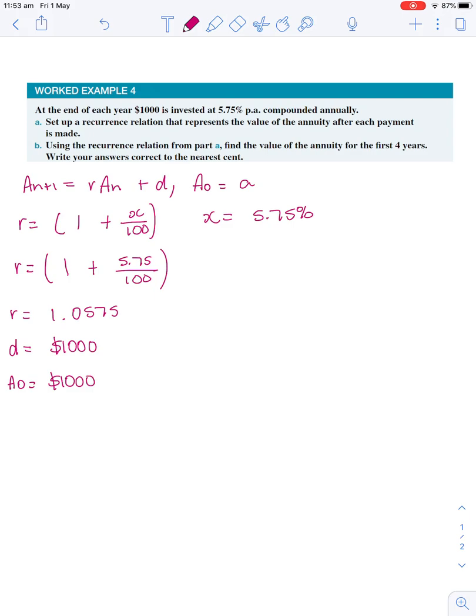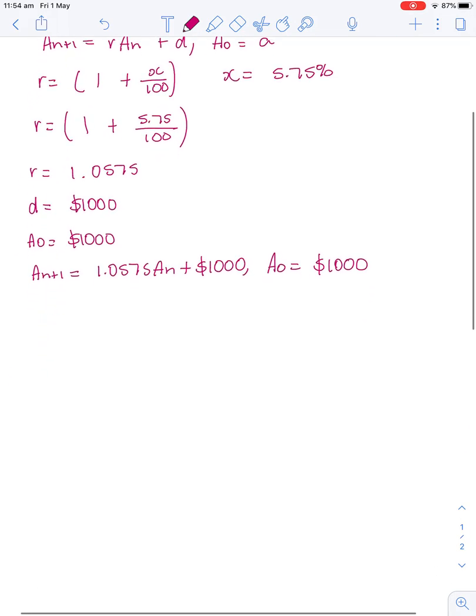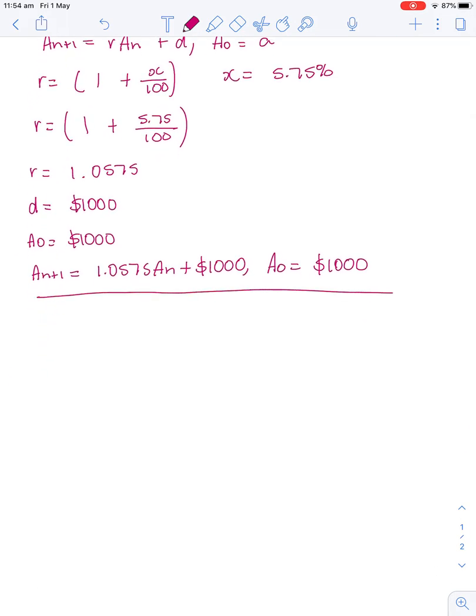Now that we've worked out all the variables that we need, we can now sub all of that into our recurrence relation. And this will be the answer for part A. So r is 1.0575 multiplied by a_n plus 1,000, which is d, a_0 = 1,000. So that's our recurrence relation for A. We need this recurrence relation in order to do B.